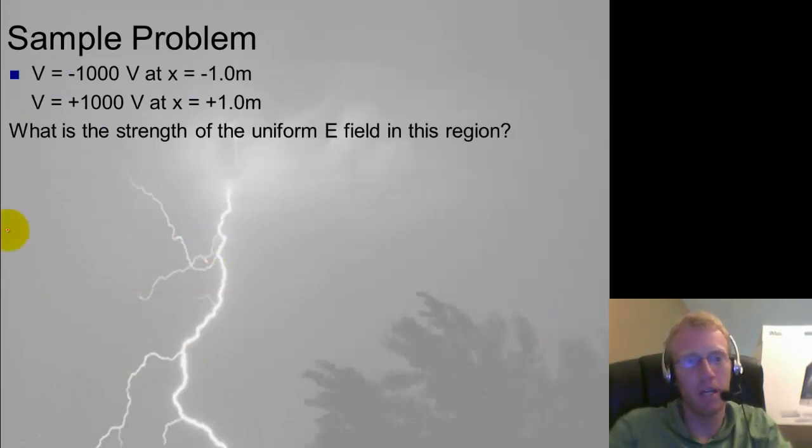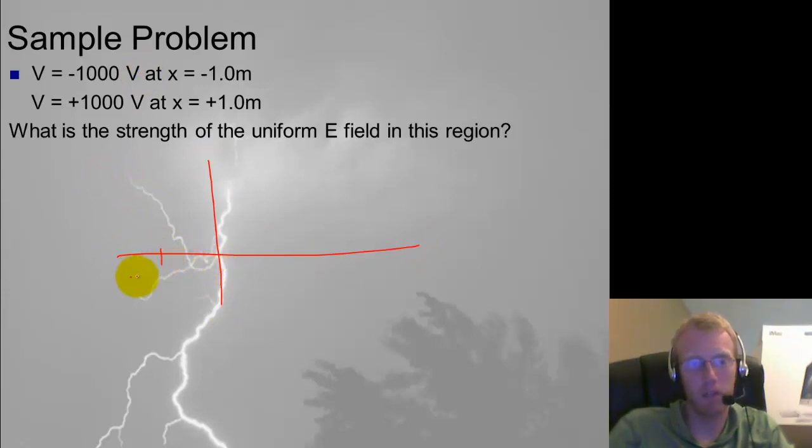Sample problem. You've got a coordinate system. At negative 1 meter, you've got negative 1000 volts. Over here, at positive 1 meter, you've got positive 1000 volts. Find the electric field, assuming that it's uniform.